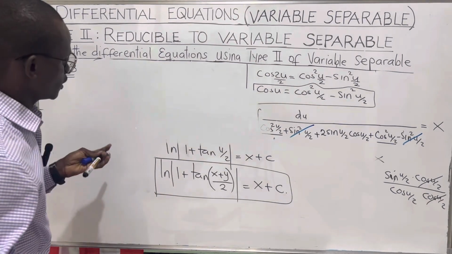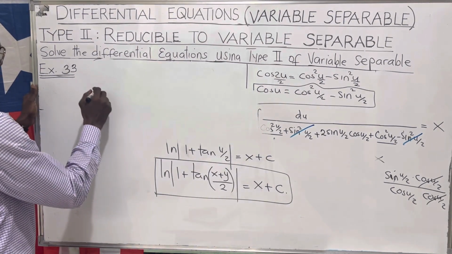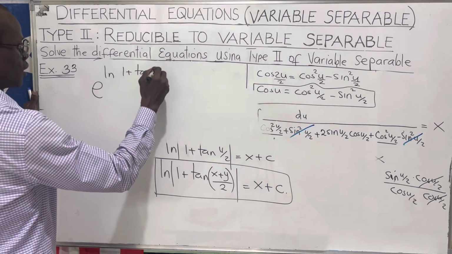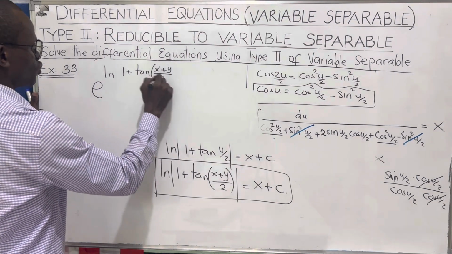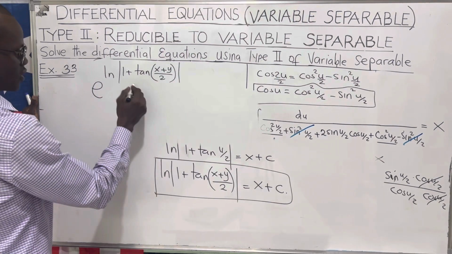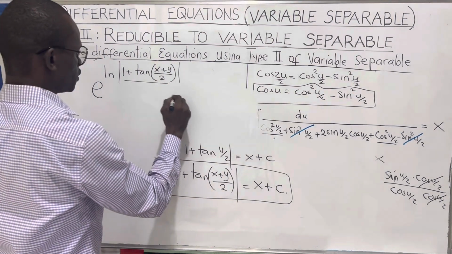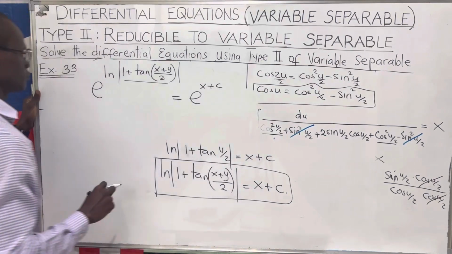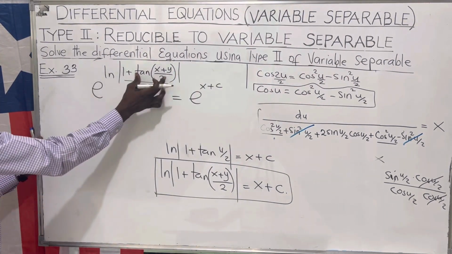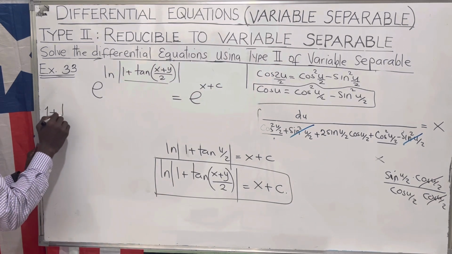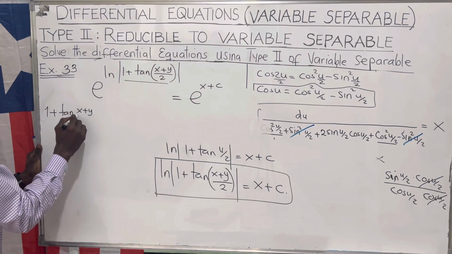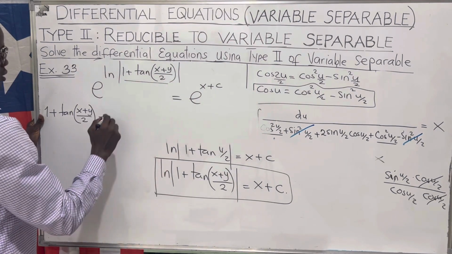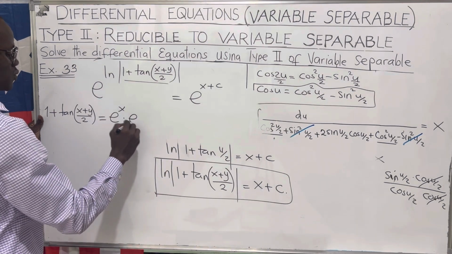So I know that if I say e raised to the ln of 1 plus tangent of x plus y all over 2, I'm going to get what is in here. I do the same on this side: e raised to the power x plus c. So e raised to this is just what is here, the argument, which is 1 plus tangent of x plus y over 2, equals e raised to x times e raised to c.